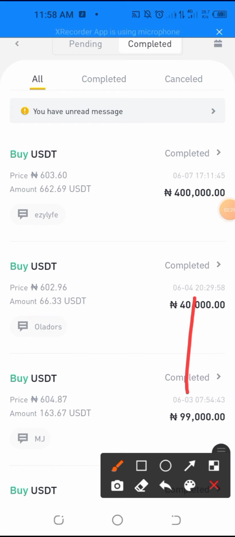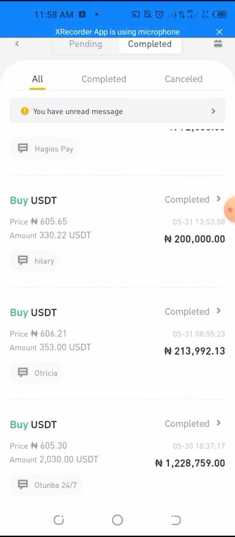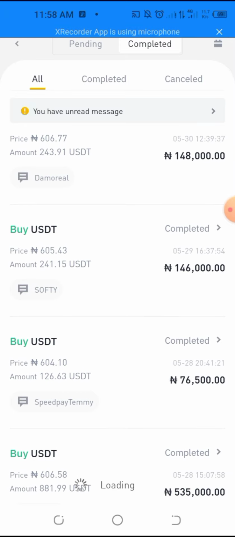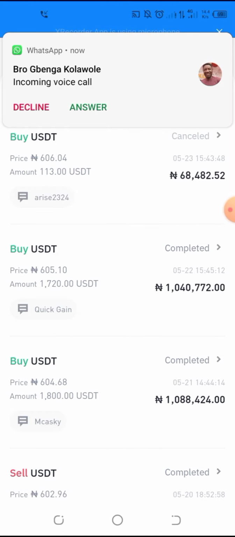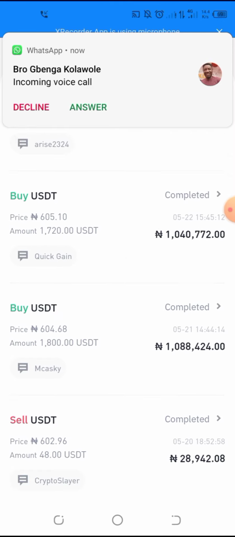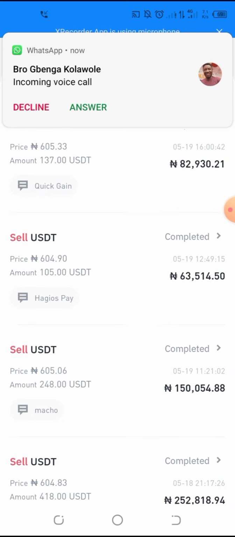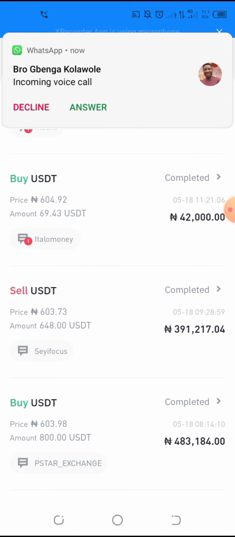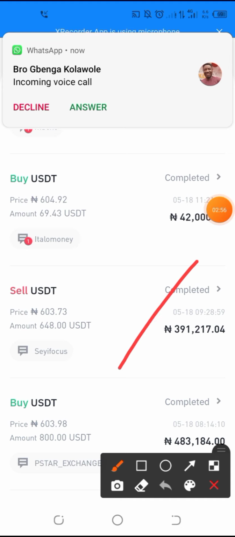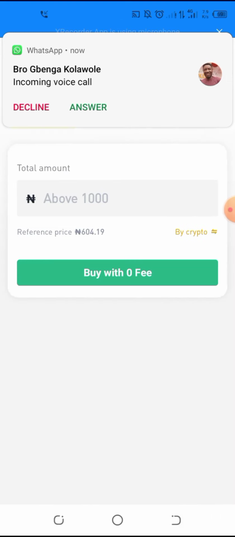I bought $800, 18 May. Oh, yes, this is it. I loaded it 18 May. You can see 800 USDT. That was when I loaded my Binance with $800.